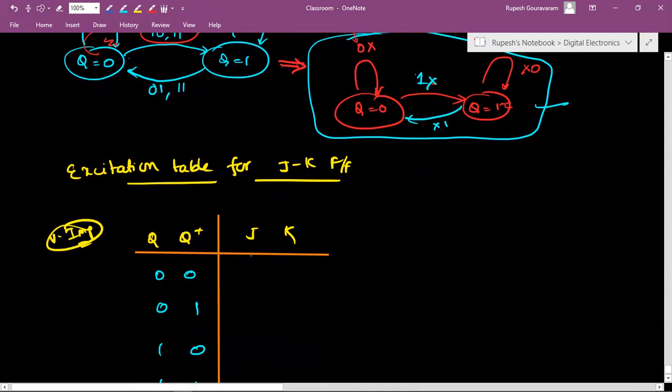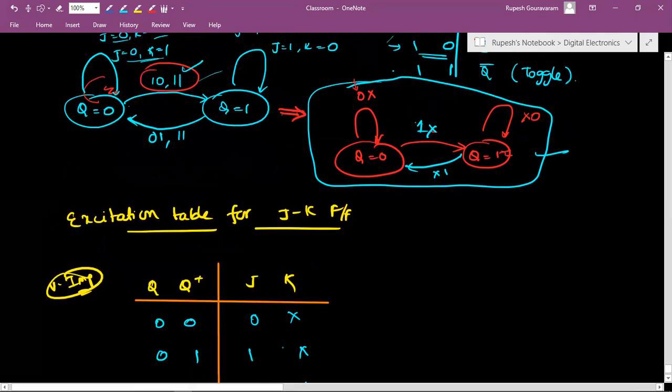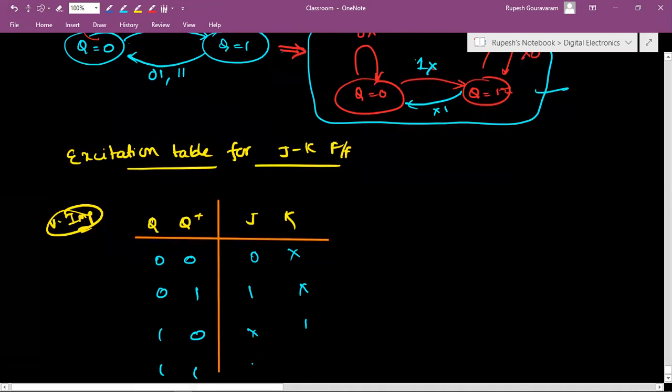If it is 0 and the next one is also 0, then the possible case is 0x. If it is 0 and the next state is 1, the possible case is 1x. If it is 1 and the next state is 0, then x1. And finally, if it is 1 and the next state is also 1, then x0, don't care 0. This is the excitation table for the JK flip-flop.